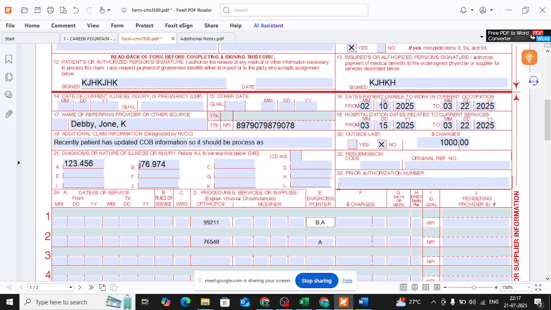So we'll discuss again later in the coding sessions in detail about the procedure code, diagnosis code, modifier, everything related to the coding. For the box number, you just remember box number 21 is for the diagnosis code. Then box number 22 is for the resubmission code.